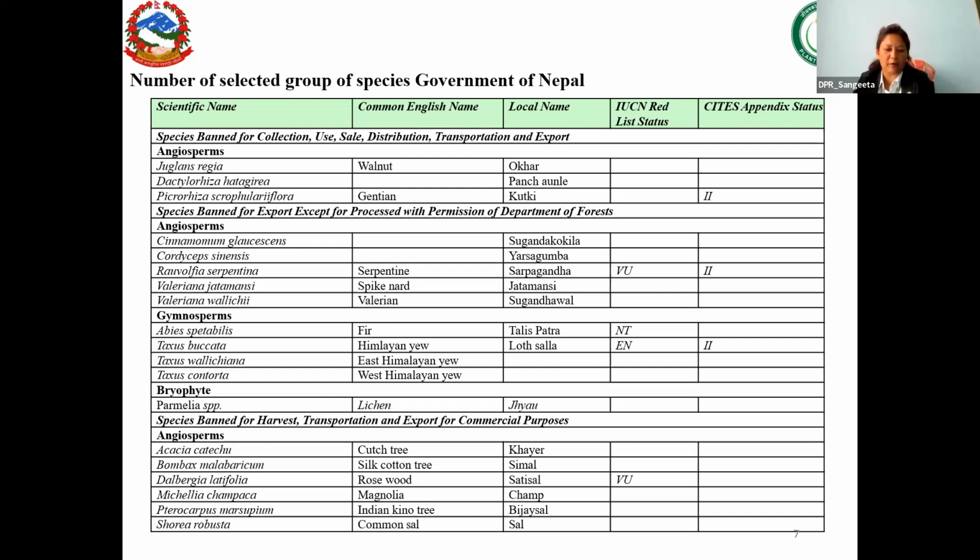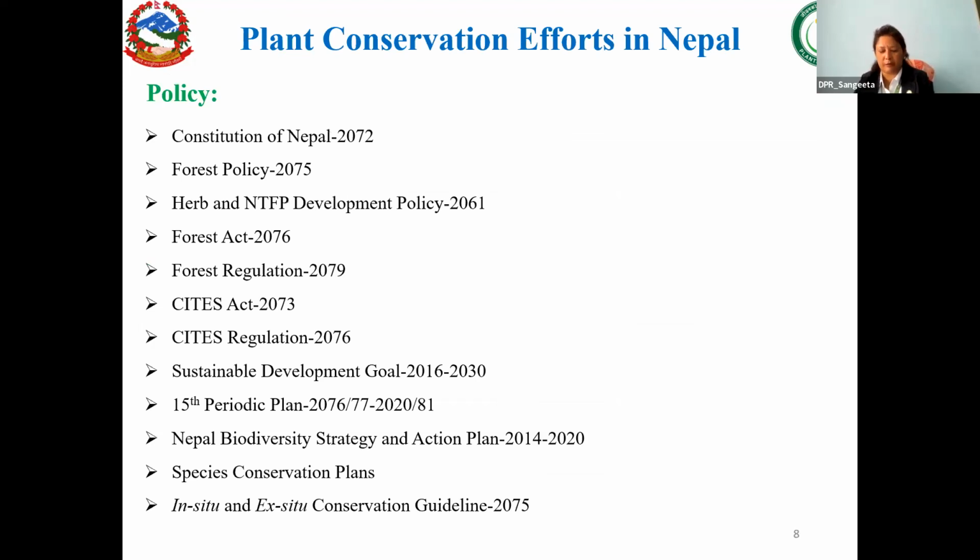Now banned for harvest, transportation, and export for commercial purpose. They are Acacia catechu, Bombax ceiba, Dalbergia latifolia, Michelia champaca, Pterocarpus marsupium, and Shorea robusta. So all these plants have to be conserved for the future, for the humankind, for the life, well-being of the human being.